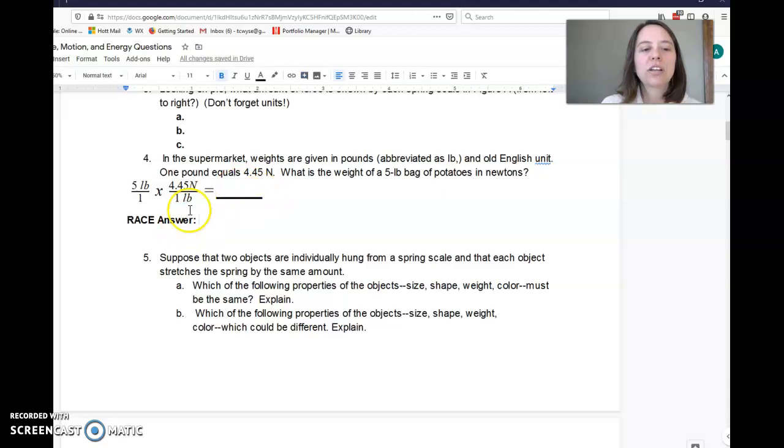Please put your answer here, and then also use a RACE answer. Starting out, the weight of a 5-pound bag of potatoes is blank newtons. Great, and then pause the video till you're done and ready for number 5.